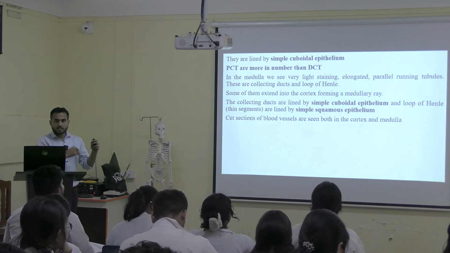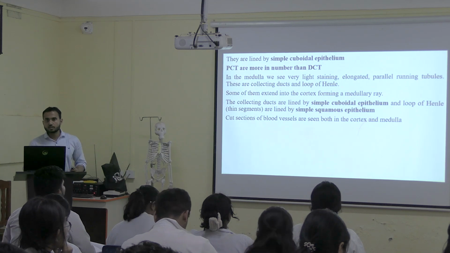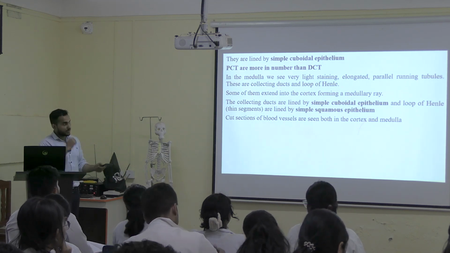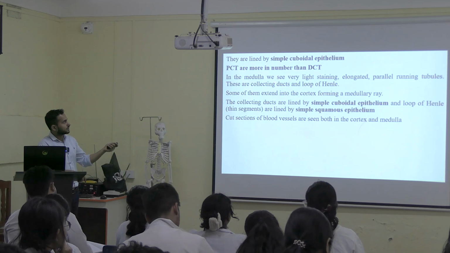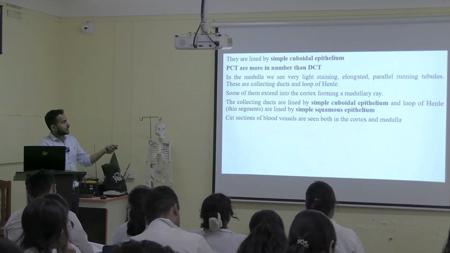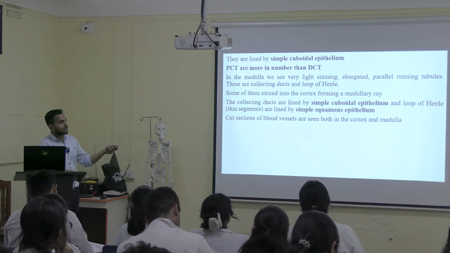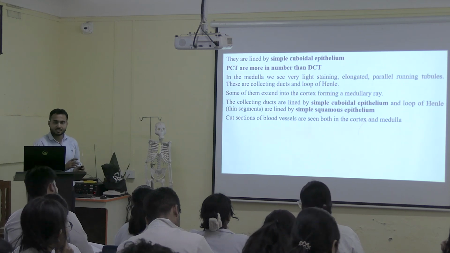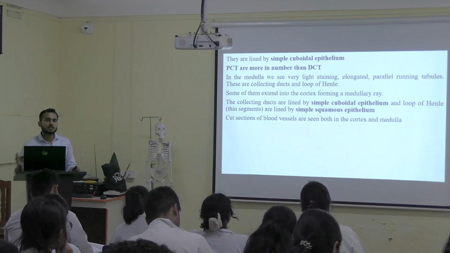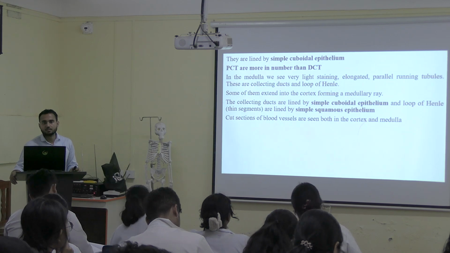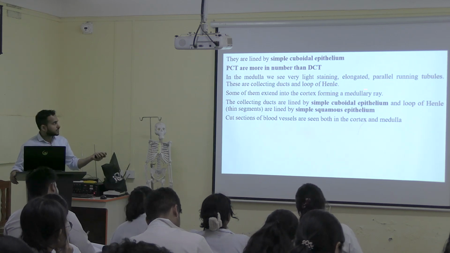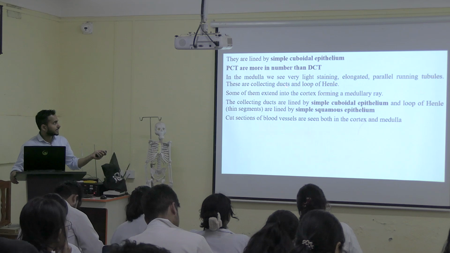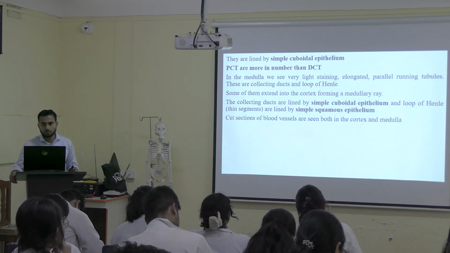Next, if you come to the, so that is about the cortex. Next, you come to the medulla, okay? In the medulla, what you can see: lightly stained, elongated, parallel running tubules can be seen in the medulla. Now these tubules are made up of what? These are made up of collecting ducts and loop of Henle.